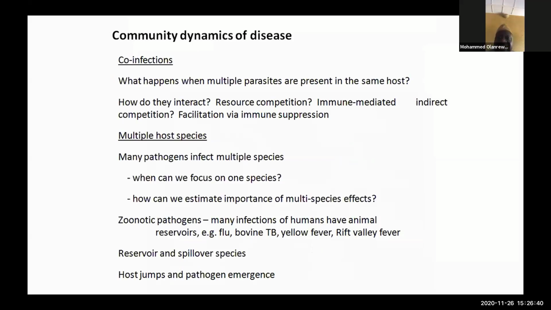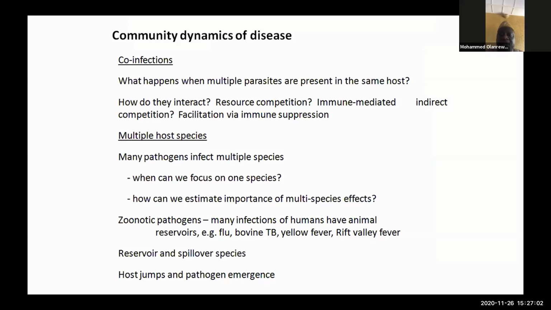Now, community dynamics of disease. We have what we call co-infection. What happens when multiple parasites are present in the same human being? That is what we are talking about, co-infection. It's possible for somebody to have malaria and at the same time have tuberculosis.